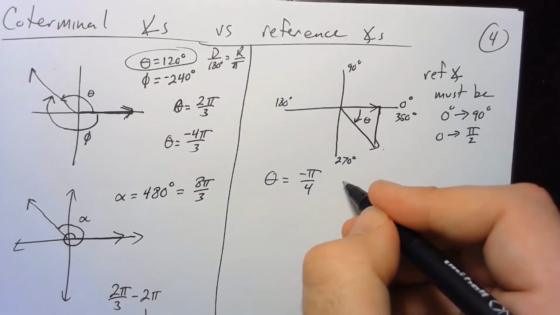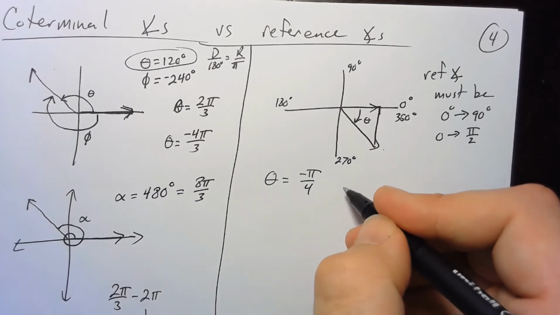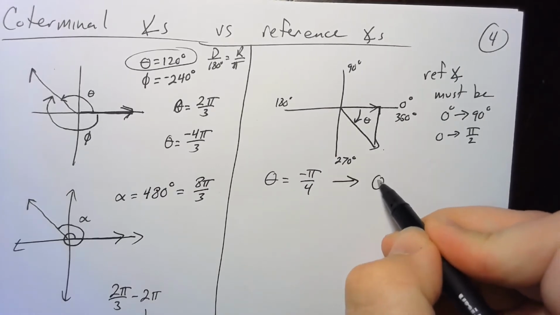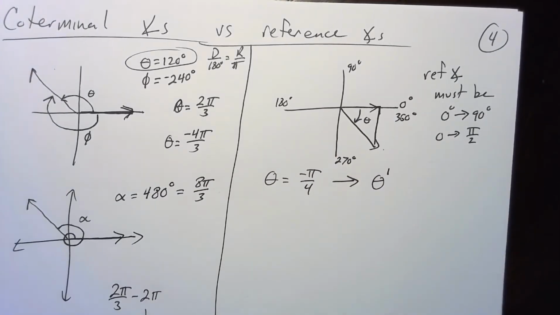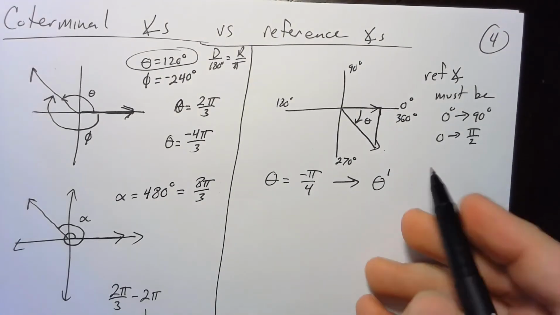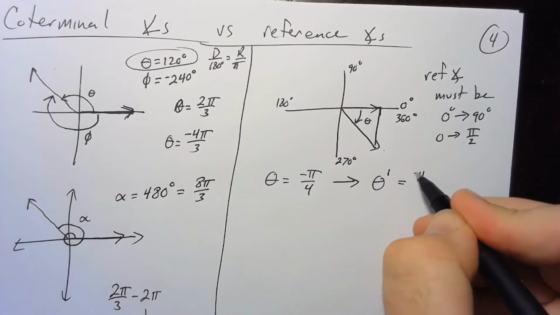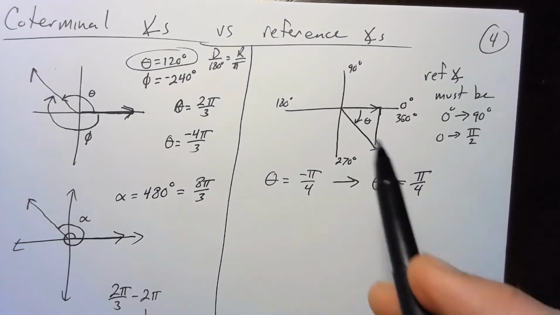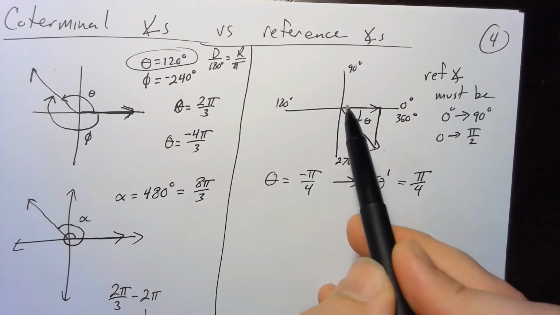So in this case, my theta's reference angle, and again, the way that we use the reference angles is that we're going to go theta prime. So this is the notation for a reference angle. If this is theta, what's theta prime? What's the reference angle? Well, the reference angle is pi over 4. Now this one might have been too simple to create because of the fact that if I go negative direction, that's what it's going to be.